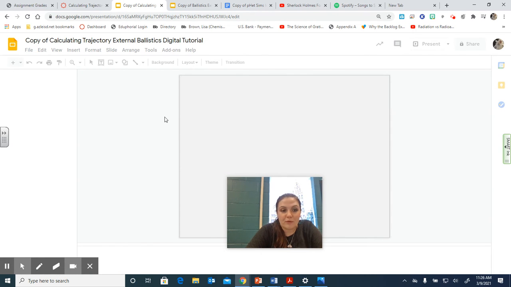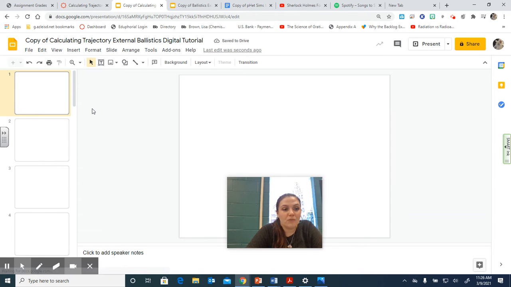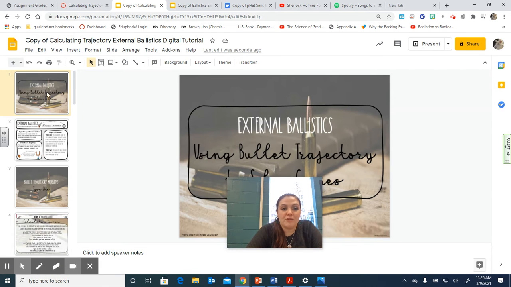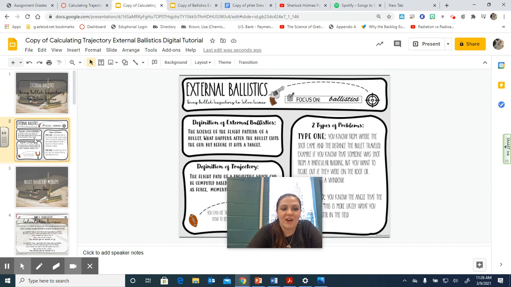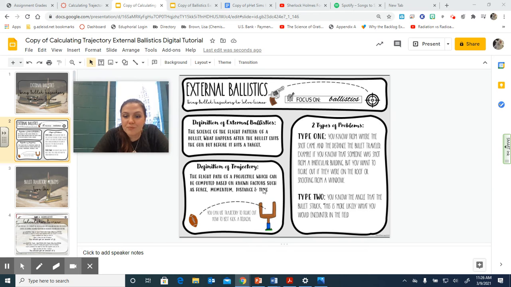So when you open up your assignment for today, it looks like this. Copy of calculating trajectory, external ballistics, digital tutorial. So all those words, we're calculating the trajectory. So you have external ballistics here.